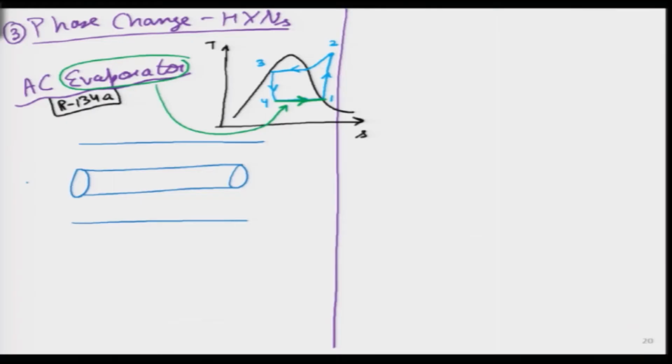So, let us say my refrigerant enters over here. The refrigerant name is R134A and it enters here at state number 4, like we can see on the TS diagram, right. So, I will put the thermodynamic state. It comes out at thermodynamic state 1.